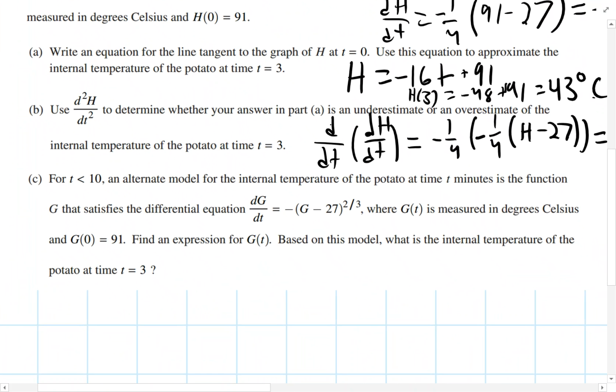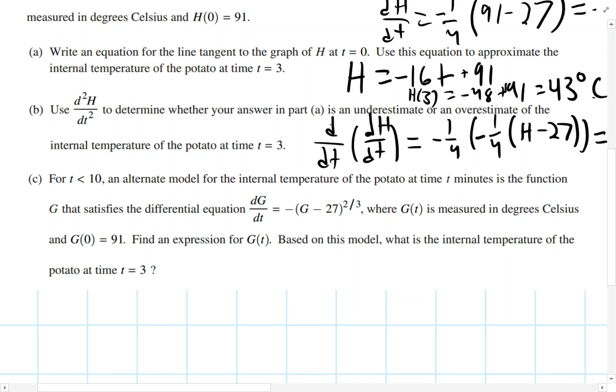Part C. So what you're doing here is that you have a different differential equation, and you are trying to find the equation for g of t, and then find what the temperature is when t equals 3.